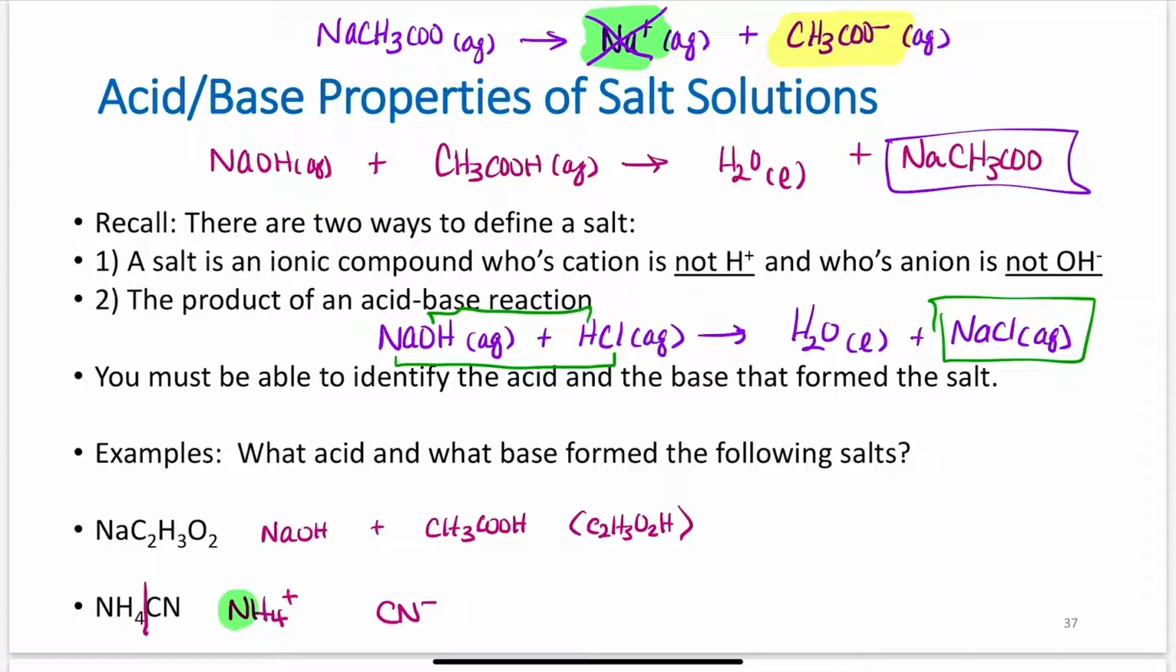Ammonia accepts the proton and forms this conjugate acid. It is still an acid. And the CN minus comes from cyanide. We're going to put a proton with that. So we're going to say that this comes from ammonia, NH3, plus hydrocyanic acid, HCN.